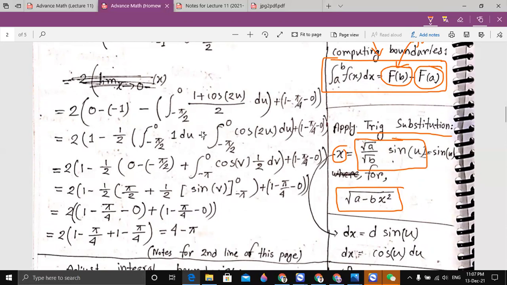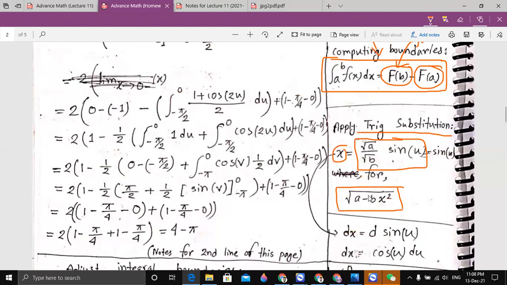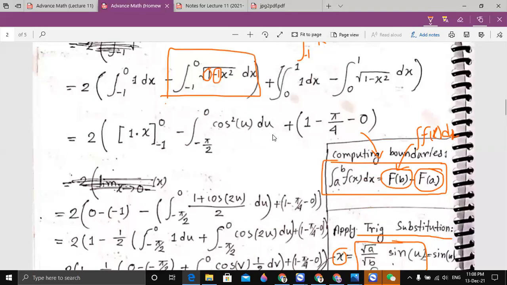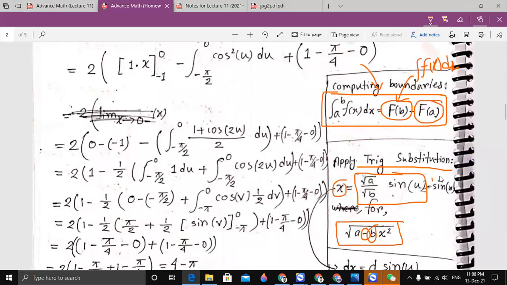So here, what is a? Here a is equal to 1, so √1 is also 1. And b means the coefficient of x squared, right? So b is also 1. This minus is the minus of the formula. So b is 1 here, and √1 is also 1. So it will make 1 by 1 sine u, and 1 by 1 sine u means sine u. Okay, guys, do you understand trig substitution?